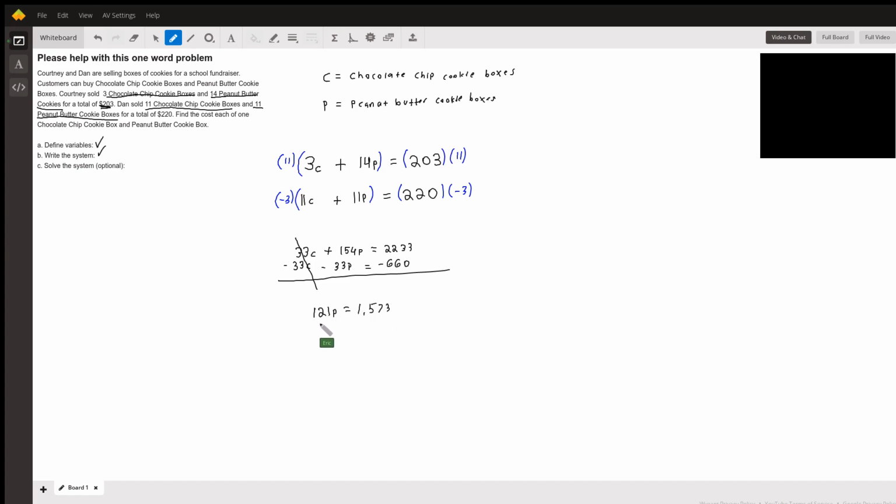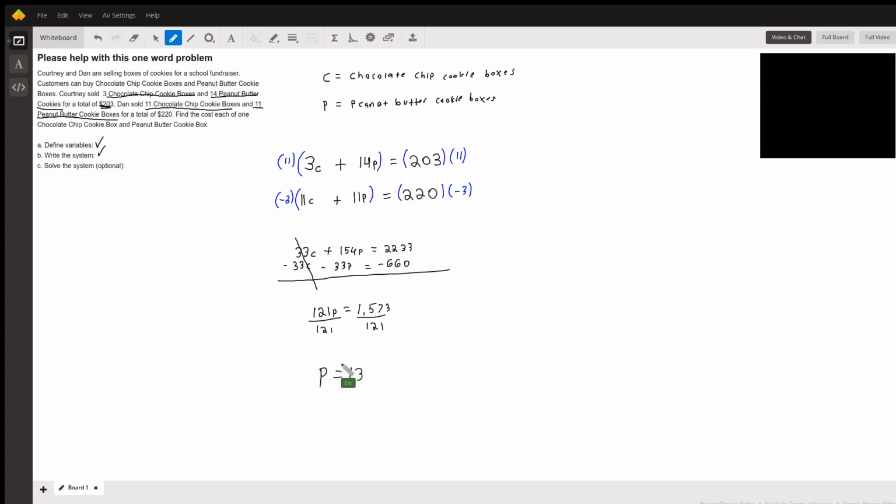Now I'm just going to divide both sides by 121. We have 1,573 divided by 121. That gives me 13. So we have p equals 13.